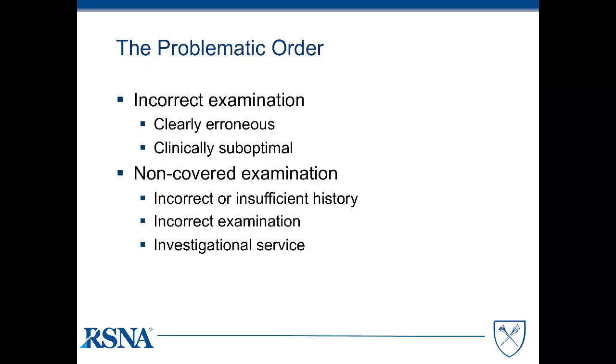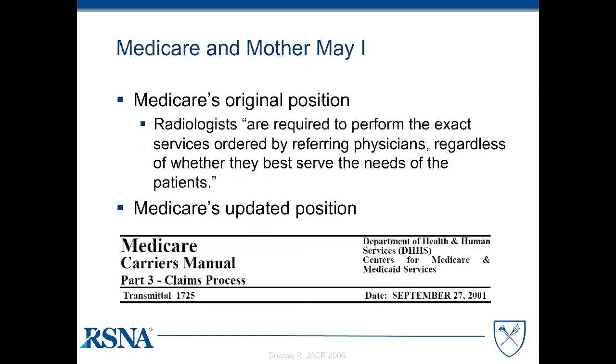Problematic orders come in a number of different types. There are some that are, quote, incorrect. Some of these are obviously and clearly erroneous. And for others, the order may not necessarily be wrong per se, as much as we as radiologists may differ with our clinical colleagues in what we consider to be ideal. Problematic orders also include those for services which we now know that payers will not cover, whether that's because the available clinical history is clearly incorrect or insufficient, whether the payer doesn't think the examination is correct, but everyone else does, or whether the payer considers the service investigational and therefore never covered under any circumstances.